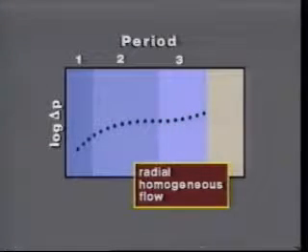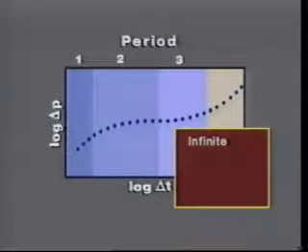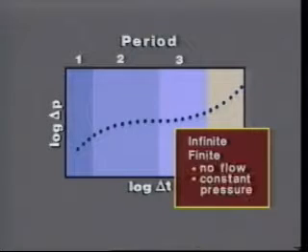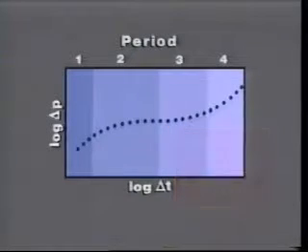This constitutes Period 3, and the pressure response will continue if the reservoir is infinite acting, or will begin to change again for a finite acting reservoir during Period 4. The latter pressure response will occur once the pressure response to the outer boundary reaches the wellbore. Let's look more closely at the characteristics of each period.